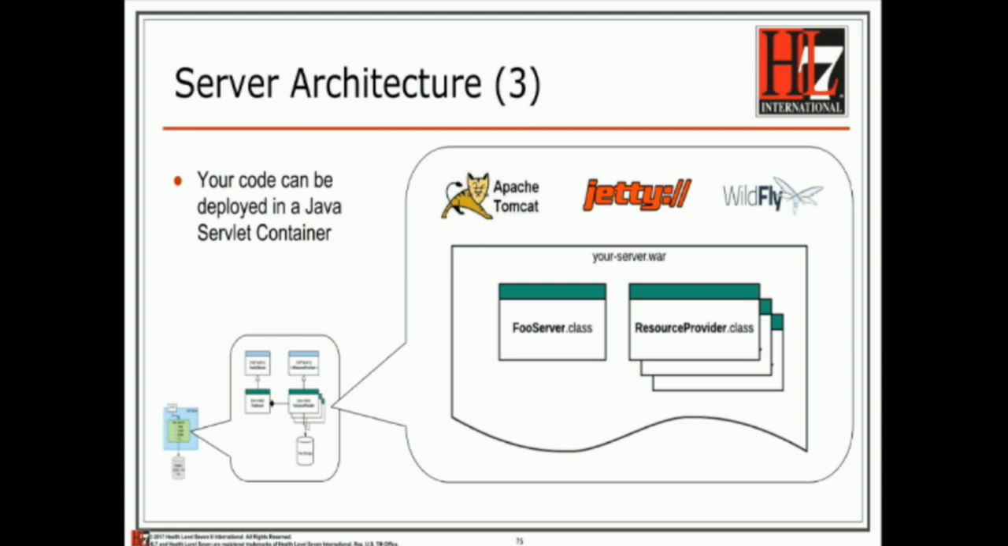Tomcat is the most common of all of those. I mean, if you look up examples of how do I deploy servlets on the internet, it's almost always Tomcat they use as the example, and it's a perfectly good server. Jetty is another popular one. Jetty is personally my favorite. I really like it. Wildfly, the JBoss server, is another really popular one.